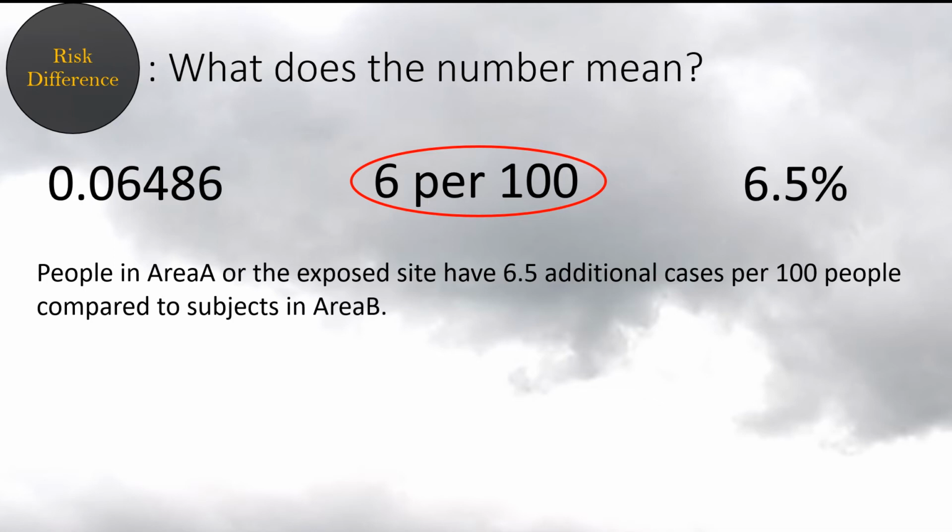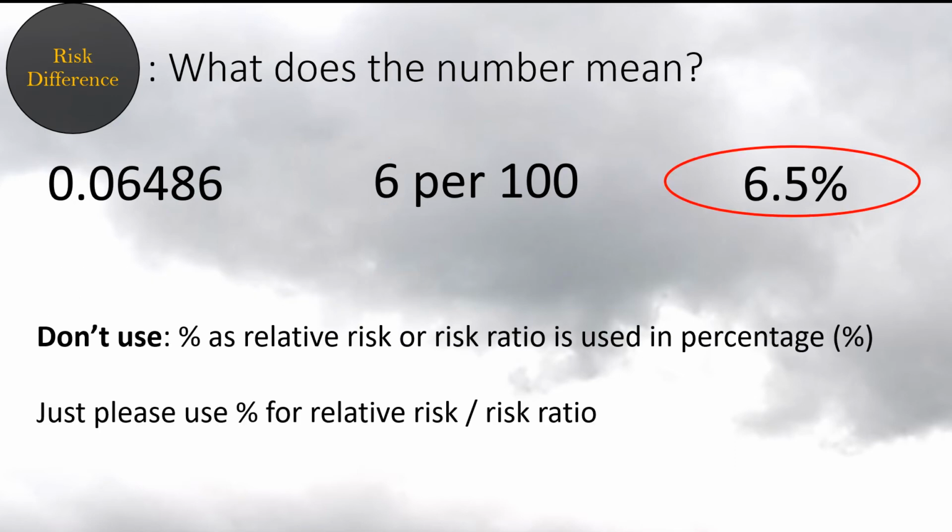So here's our 0.06486, or times it by 100, 6.5, or 6.5 per 100, or 6.5%. So you can use either of them. It's best not to use the percentage because they're normally reserved for relative risks or risk ratios, but still works. So use them how you wish, I think.